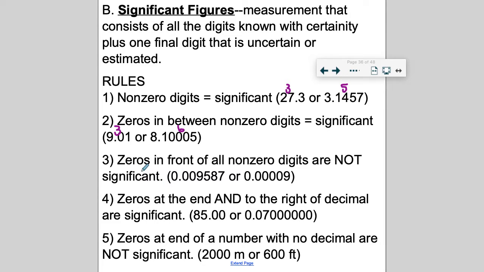Okay, the third rule. Zeros in front of all non-zero digits are not significant. So these 3 zeros do not count, because technically I could get rid of them by using scientific notation. So if you come across a number like this, there's only 4 significant digits, not 7. Okay. How many sig figs are in this number? 1. All these zeros do not count.